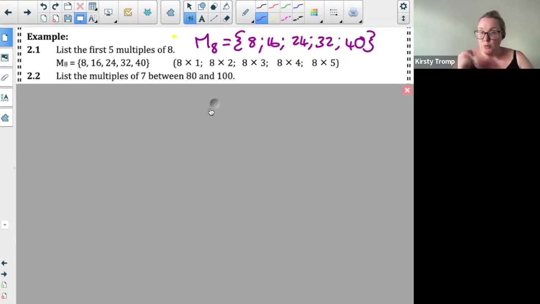Question 2.2 says, list the multiples. Oh, this is more tricky now. Are you reading? Listen to what it says. It says, list the multiples of 7 between 80 and 100. So list the multiples of 7 between 80 and 100. Now you've got options here. You can say to yourself, well, can 7 go into 81? No. Can 7 go into 82? No. That's one way to do it.